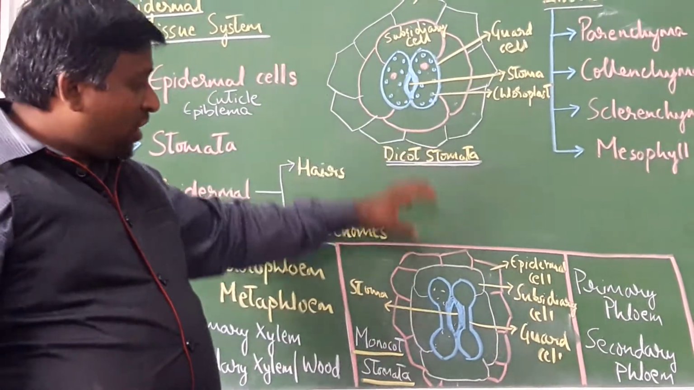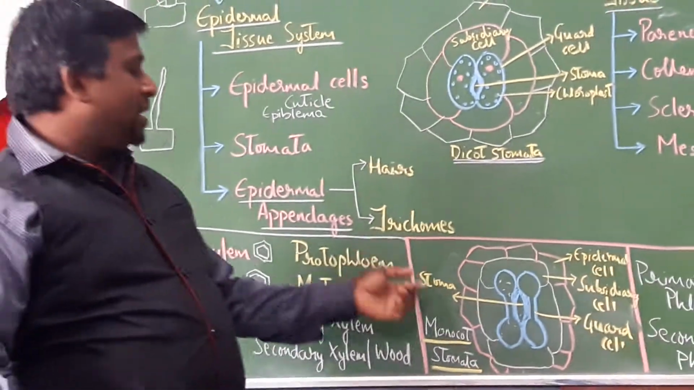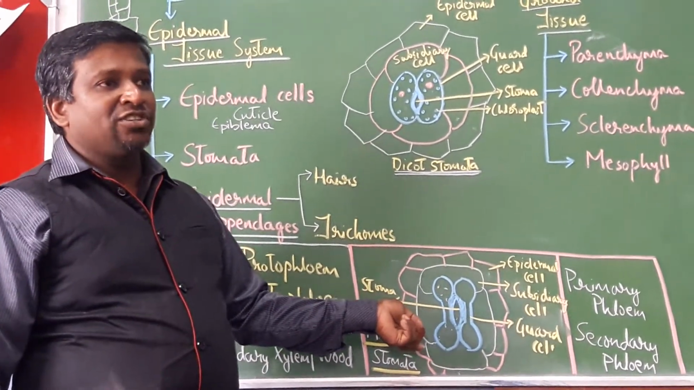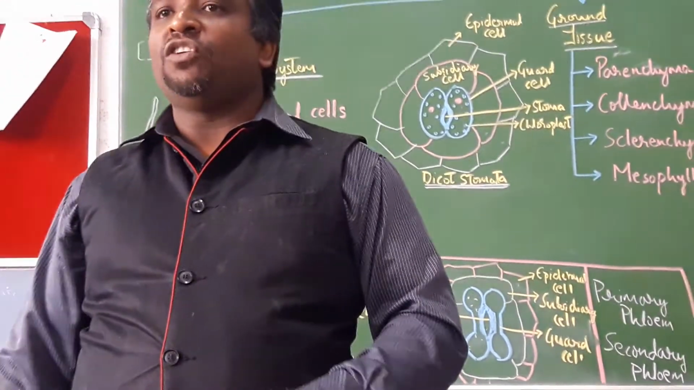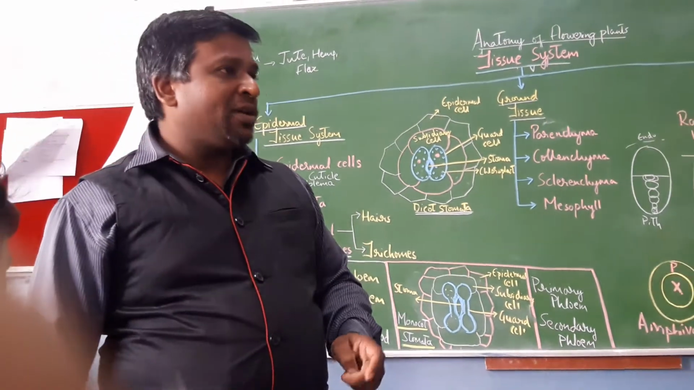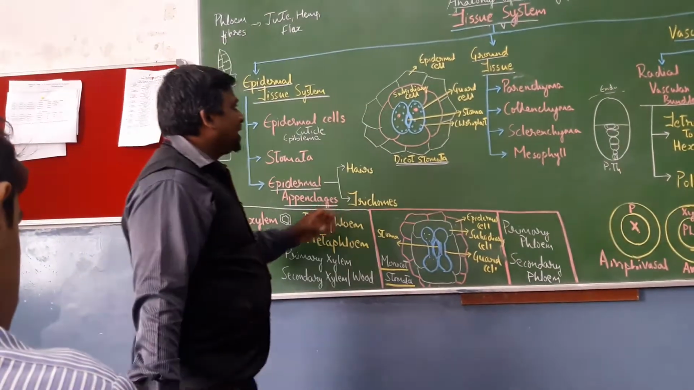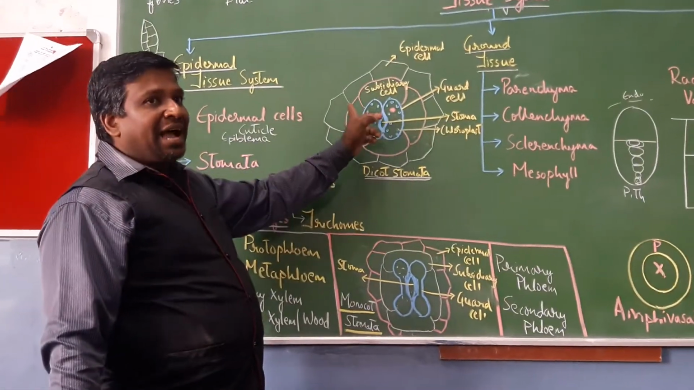Both of them have subsidiary cells and epidermal cells. There is no difference there. Only what you notice is the shape of the guard cells. In case of dicot, it would be kidney shaped or bean shaped. In case of monocot, the stomatal complex would be dumbbell shaped. Remember that. So this is the stomatal complex which has the guard cells.